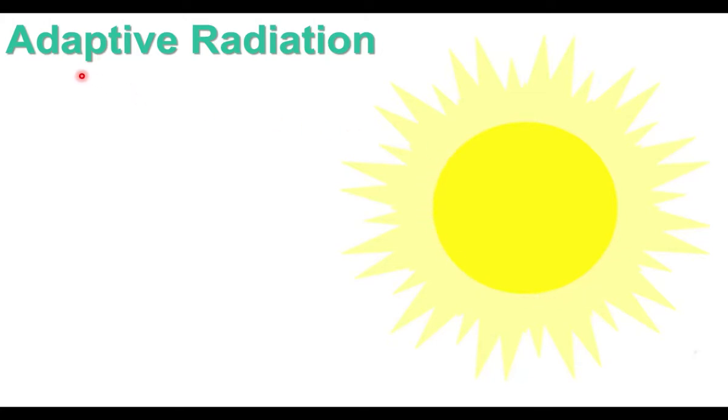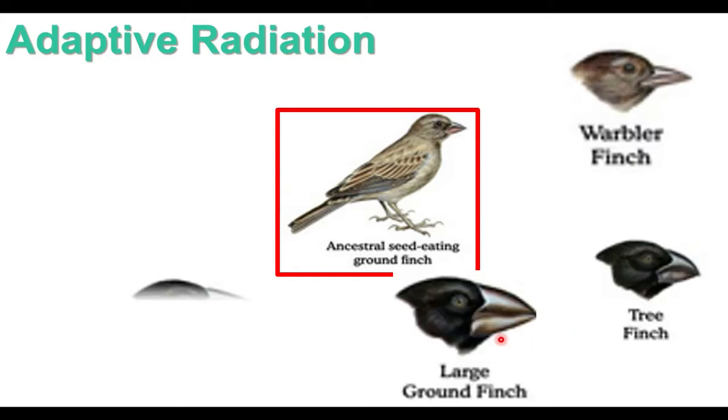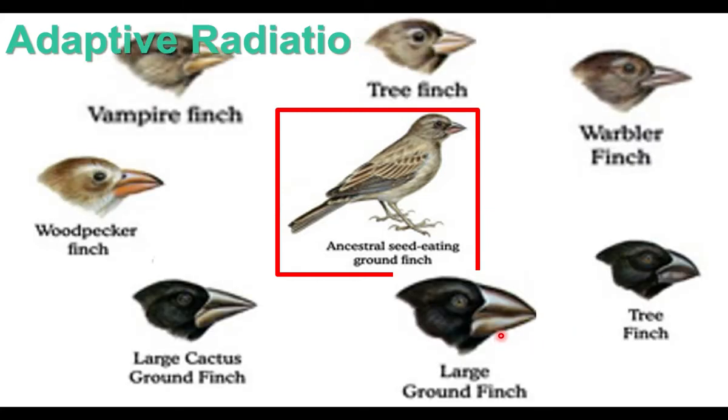Now let us see adaptive radiation. In what sense do we use the word adaptive radiation in evolution? Here there is a central common ancestor. From this common ancestor, which is at the center, many related species evolve. This is called adaptive radiation. The common ancestor has some characters. The newly evolved species are different from the common ancestor in some aspects.